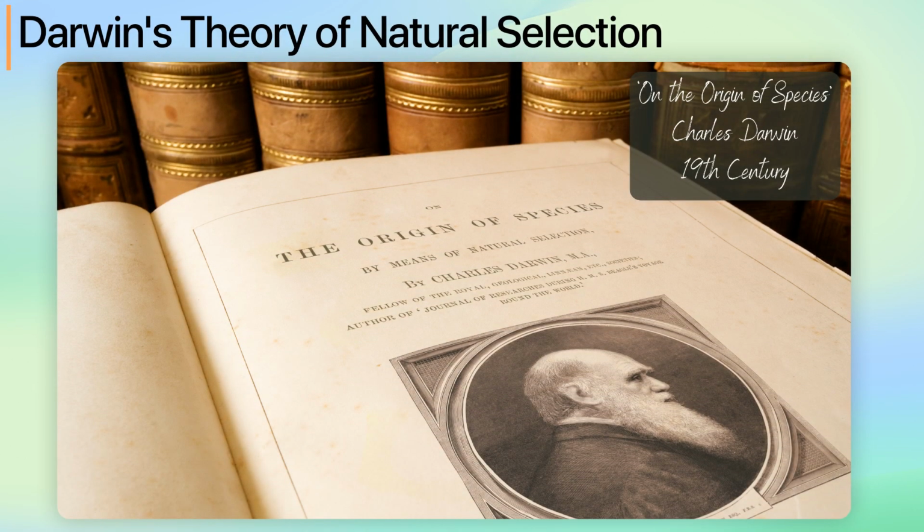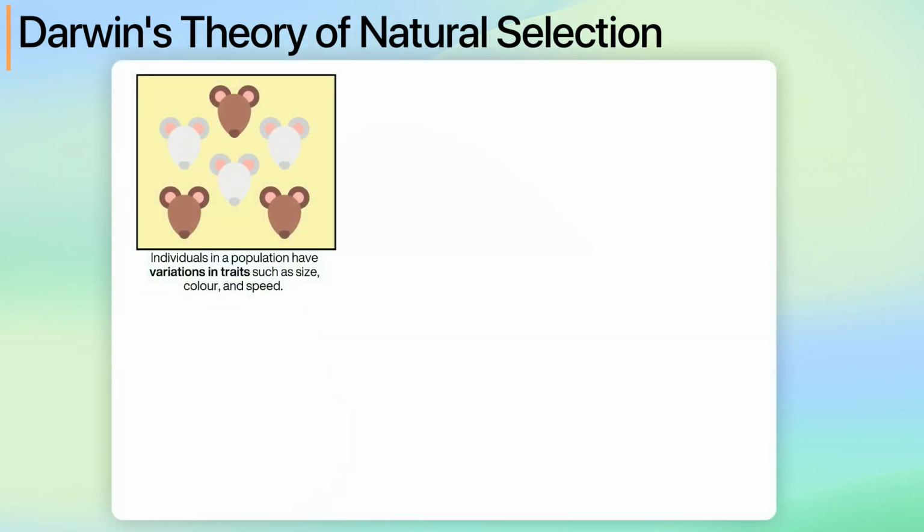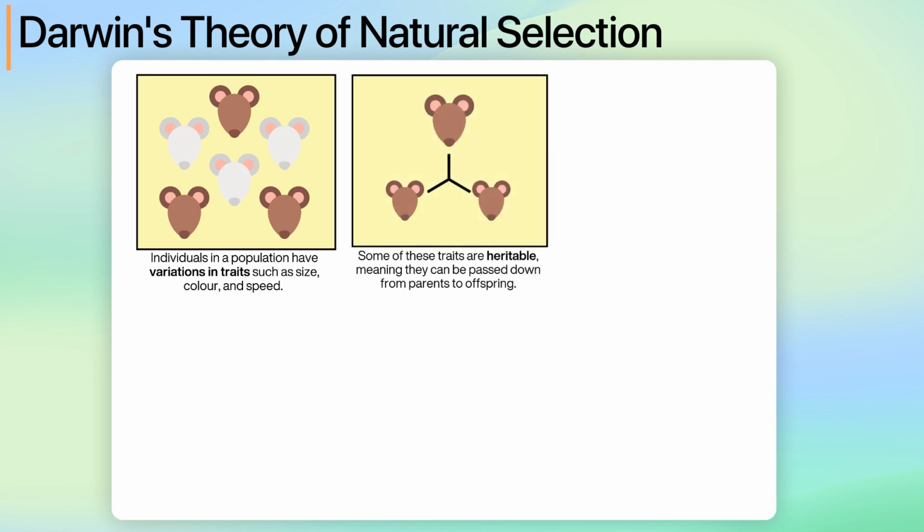Charles Darwin published On the Origin of Species in 1859, proposing the theory of natural selection. Let's recap the key components of Darwin's theory of natural selection as we have learned in the previous lesson. Within any given population, individuals have variations in traits such as size, colour, and speed. Some of these traits are heritable, meaning they can be passed down from parents to offspring.